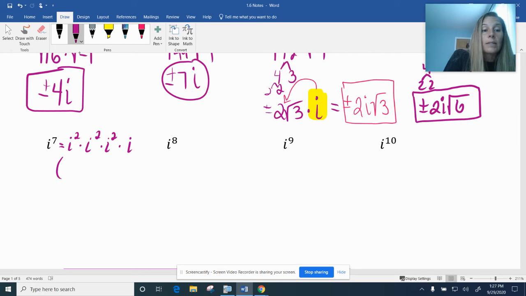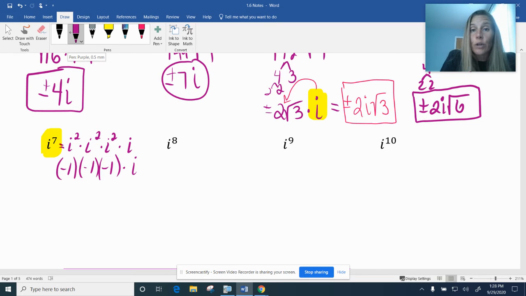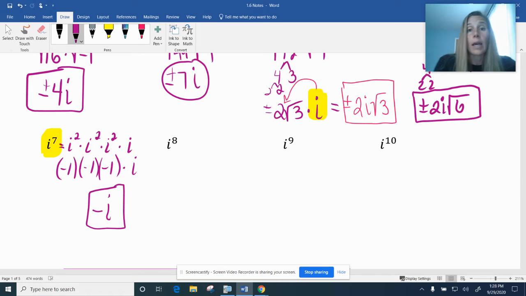Now, the reason I did that is so that you could see each of these i squareds is really equal to a negative 1. Because this was an odd exponent here, we ended up having 3 i squareds, but we still had that leftover i at the end. So you're still going to have an i in your answer here, but negative 1 times negative 1 times negative 1 would just be negative 1. So my answer is negative i, or negative 1i.